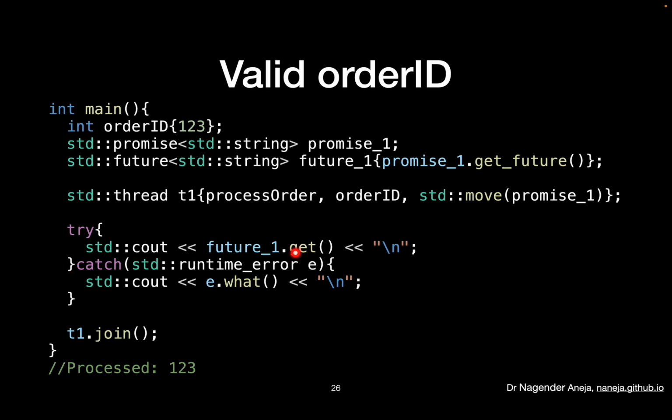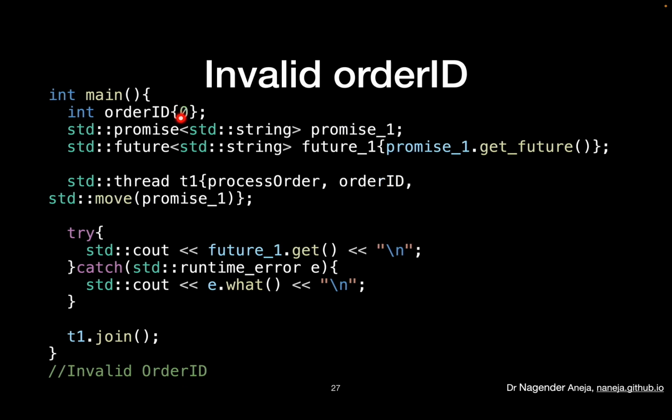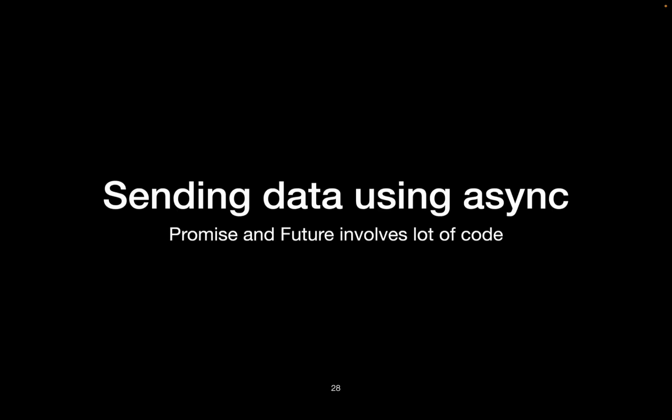So if it doesn't throw, then it prints. But if it returns some exception, that will be caught here and then will display it. So if it's positive, we can say processed 1 to 3. But if it is negative or zero, then we'll say invalid order ID, because then this exception will be caught here, and then we'll get the description here. Sending data using async. So that's one way of creating.